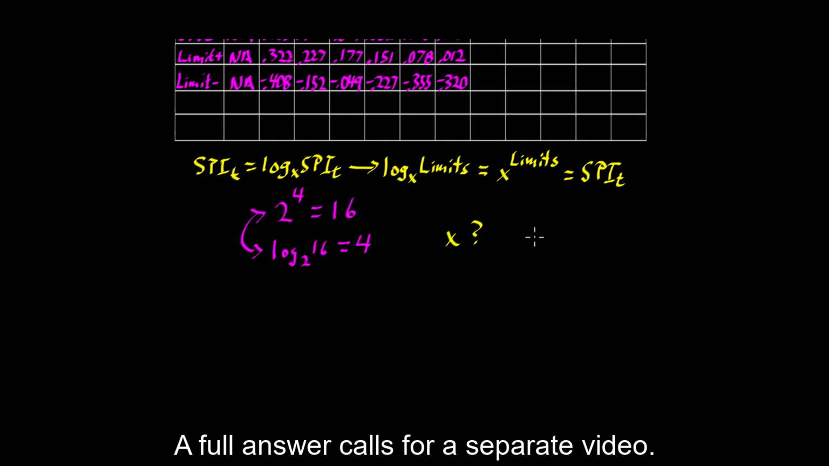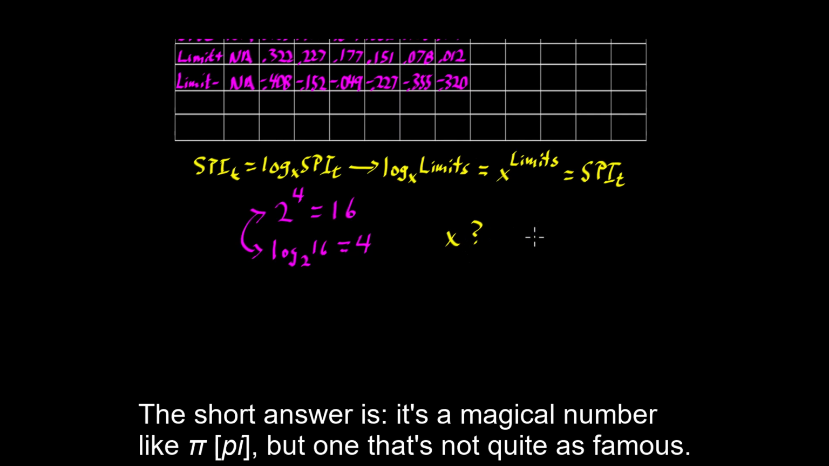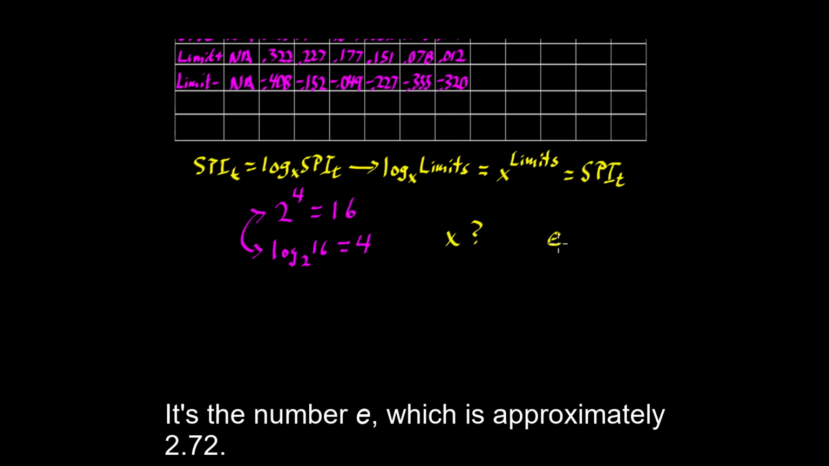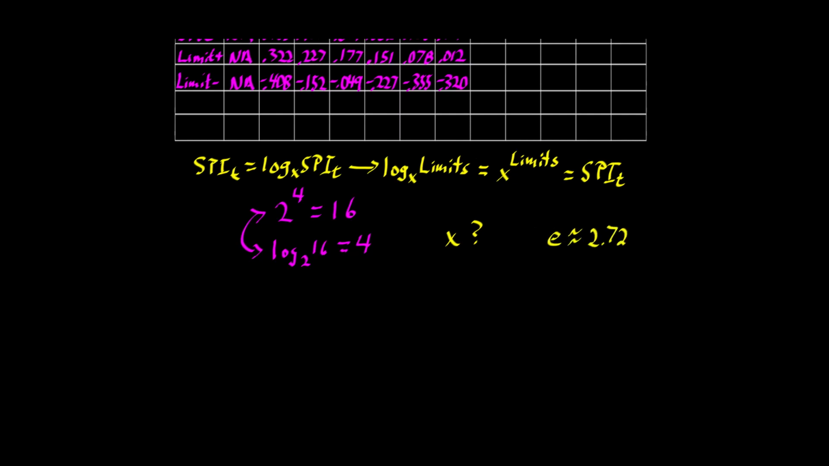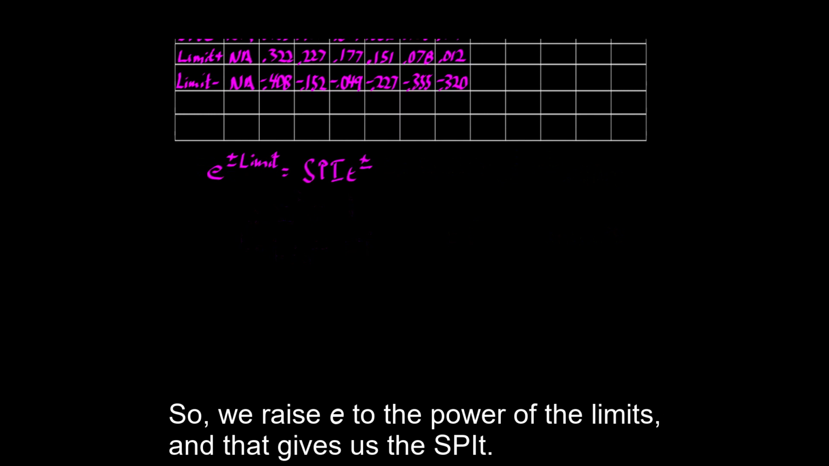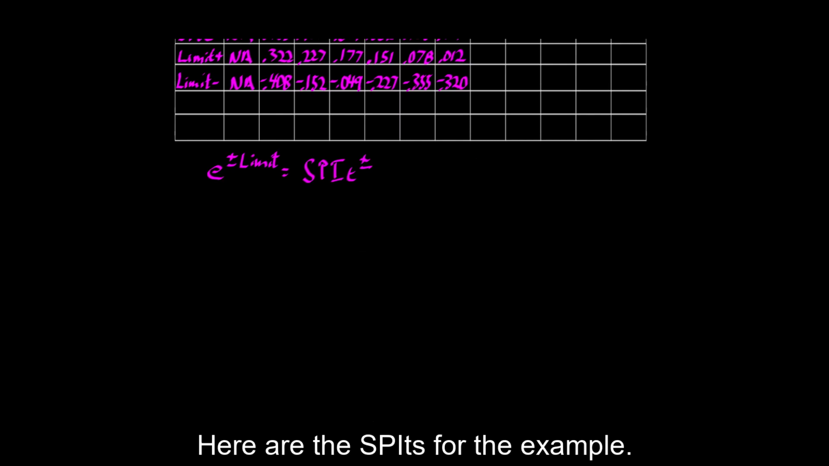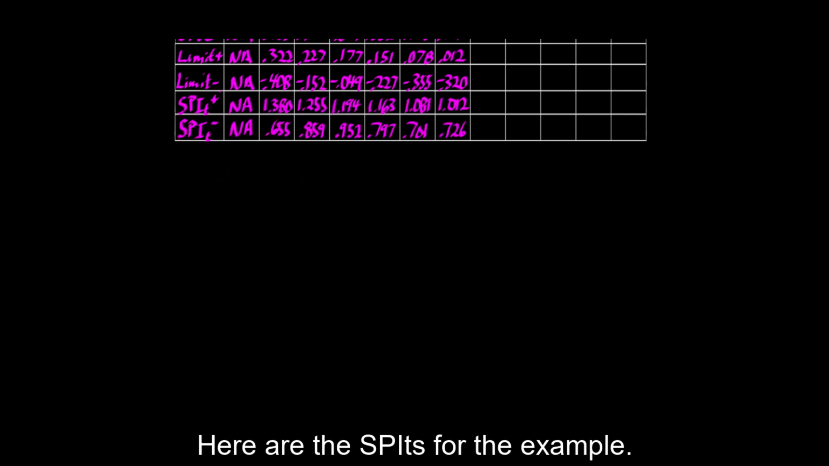A full answer calls for a separate video. The short answer is, it's a magical number like pi, but one that's not quite as famous. It's the number e, which is approximately 2.72. So we raise e to the power of the limits, and that gives us the SPIT. Here are the SPITs for the example.